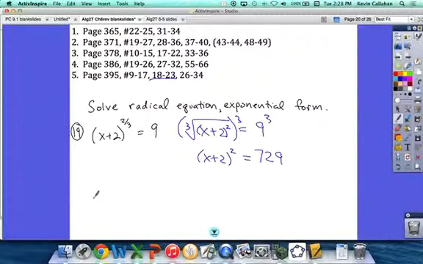And now in order to get at the x plus 2, which is being squared, what should I do to both sides? Take the square root, right? So take the square root here, and the square root here. So this is x plus 2. And remember, when we take the square root, we have to include both the plus and the minus. So this is going to be plus or minus. What's the square root of 729?